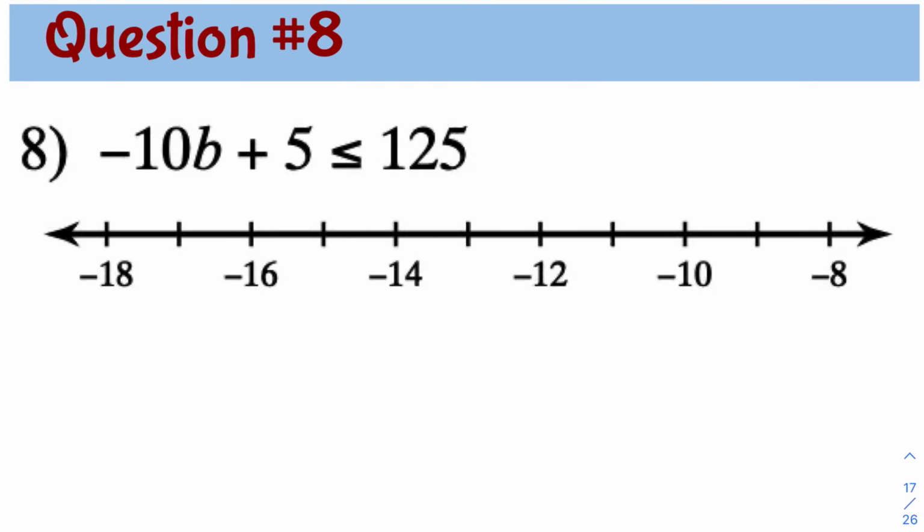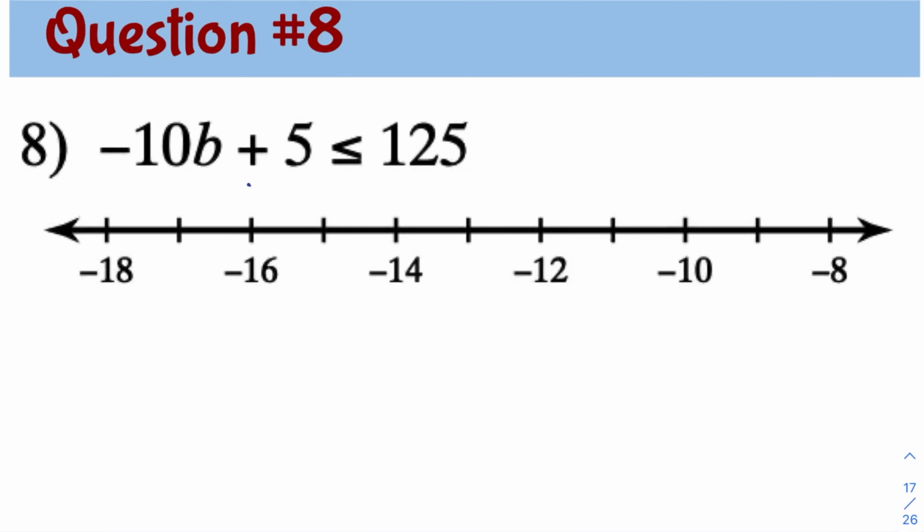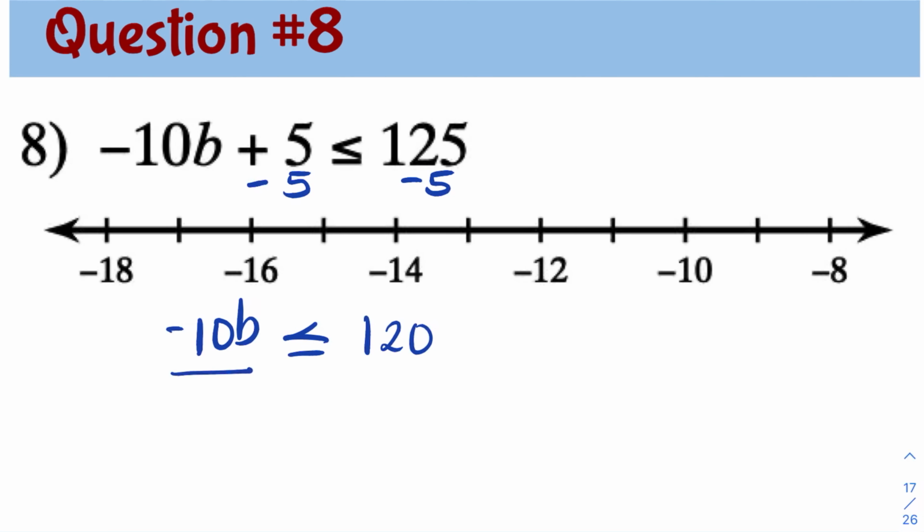Question number 8. Negative 10b plus 5 is less than or equal to 125. The first step is to do the inverse of plus 5, which is minus 5 to both sides. Simplifying this, we have negative 10b is less than or equal to 120. Now we need to divide both sides by negative 10.